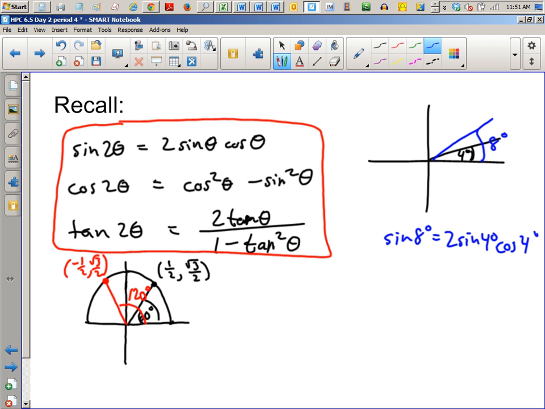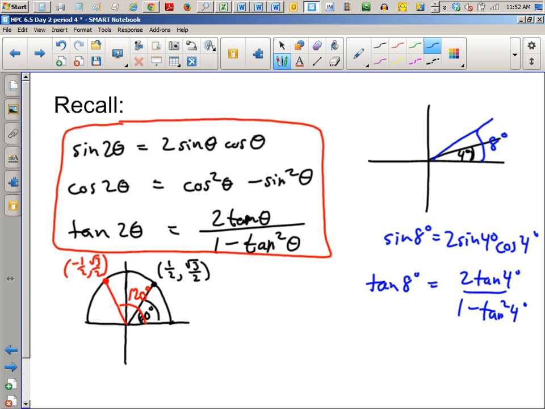On the other hand, if you happen to know what tan of 4 degrees is, you could find tan of 8 degrees by doing 2 times tan of 4 degrees over 1 minus tan squared of 4 degrees. Maybe when you were a young child, you memorized tan of 4. And then you got really curious and wondering what tan of 8 was. But you didn't have a calculator.